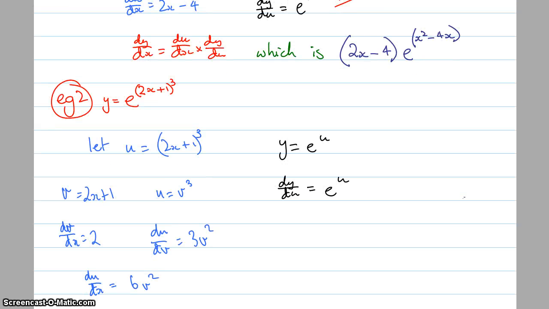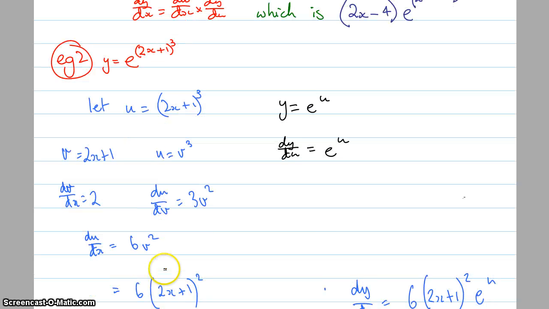Then what I'm going to get is du dx is going to be 2 multiplied by 3v squared, which becomes 6v squared, which finally becomes 6 multiplied by 2x plus 1 all squared. Another way of looking at this is to multiply the power down and then minus 1 from the power, so that'd be 3 multiplied by that to the power of 2, and then multiply by the derivative of the inside as well. So again, it's the derivative of the outside multiplied by the derivative of the inside. That's essentially what we've done. That's what the chain rule is.